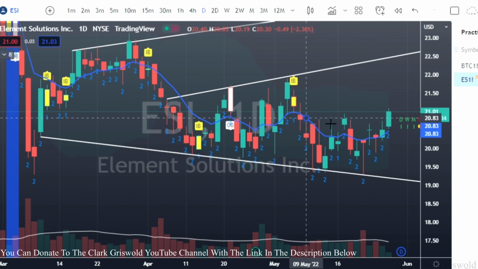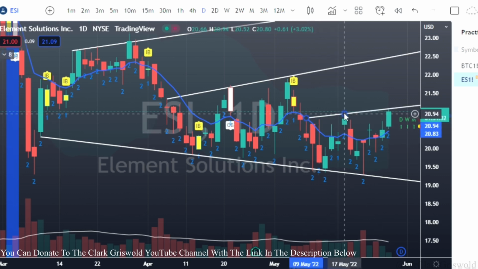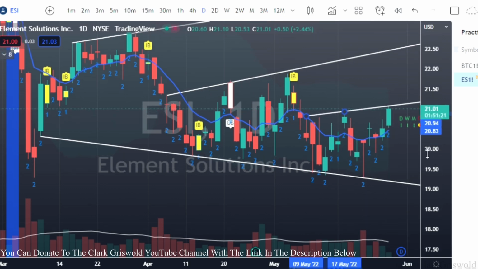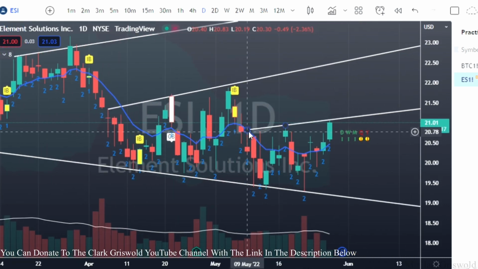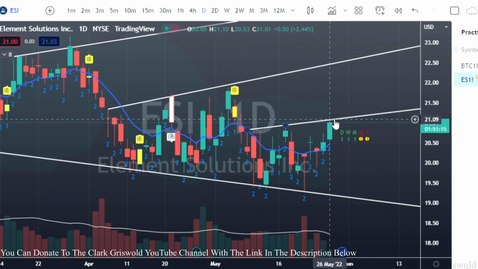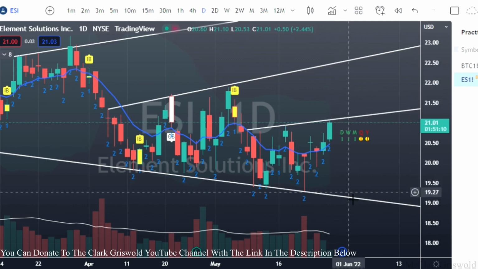So from here to here. Okay? Again, higher high, lower low. Higher high, lower low. And again, higher high. It's not magic. It just happens. Okay? Isn't it amazing? It just happens. Higher high, higher high, higher high. There you go. So now we either break through to the next one or we're coming back down to 19 bucks on ESI.